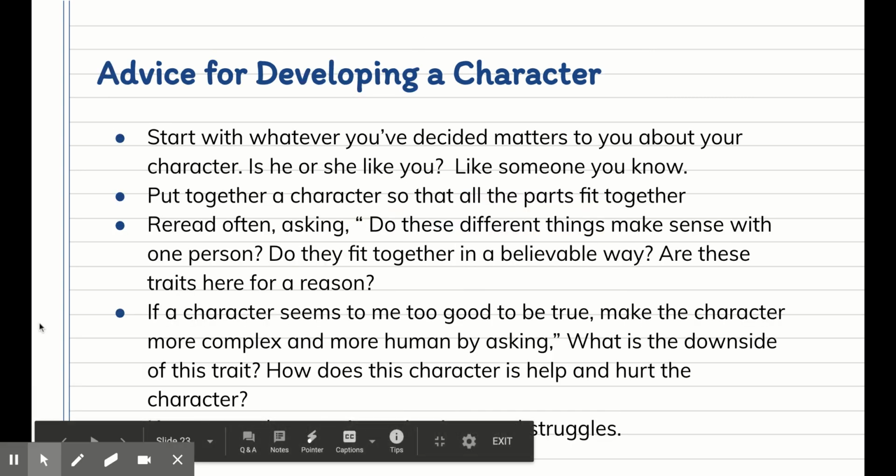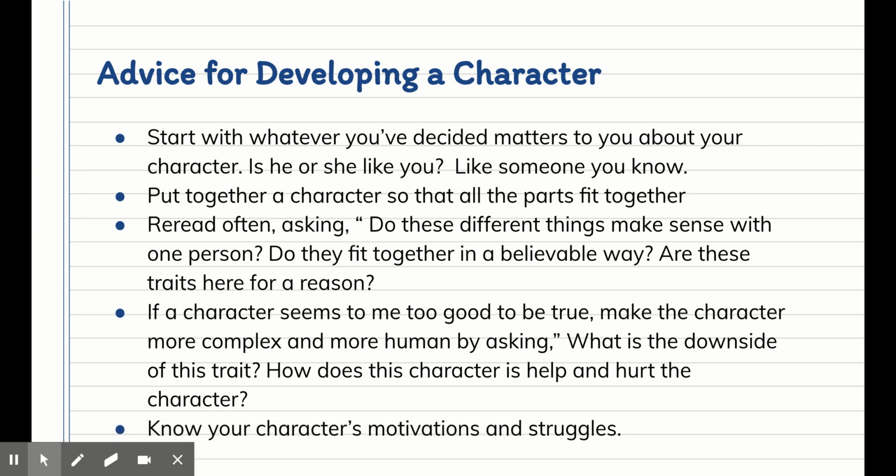Here's some advice for when you're developing your character. You can ask yourself these questions. Start with whatever you've decided matters to you about your character. Is your character like you? Is your character like someone you know? You can put together a character so that all the parts fit together like a person. Reread often. Do these things make sense? Do they fit together in a believable way? Are the traits here for a reason?